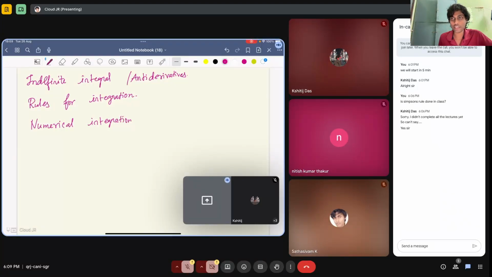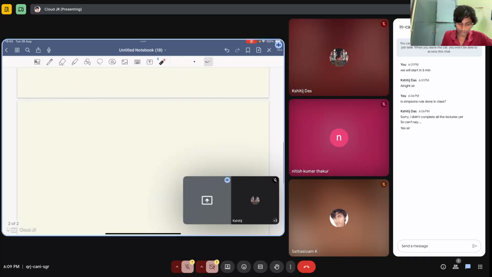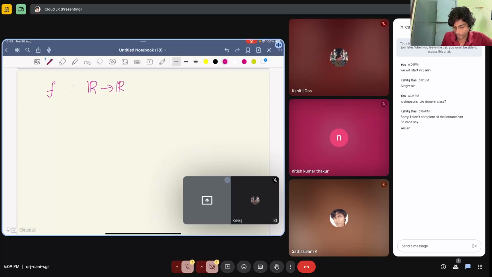Okay, so I will start with the indefinite integral or antiderivative. So we know what is antiderivative, right? Suppose you have a continuous function f, let's say it's a function from R to R. So an antiderivative of this function f is a function g.